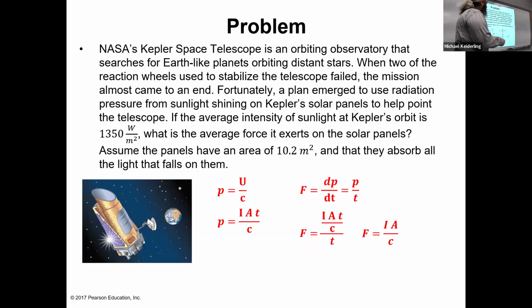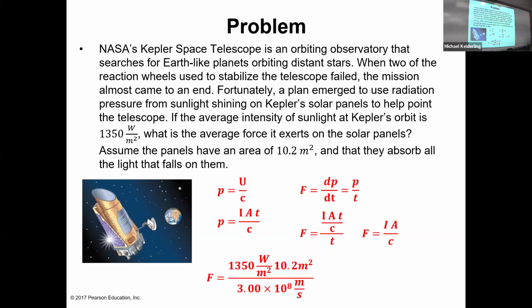You could also do that pressure is average intensity over C, and then you multiply that by area. So that's the other way you could solve this. You could say that pressure here is average intensity over C, and then pressure times area is force. So intensity times area over C is the force.